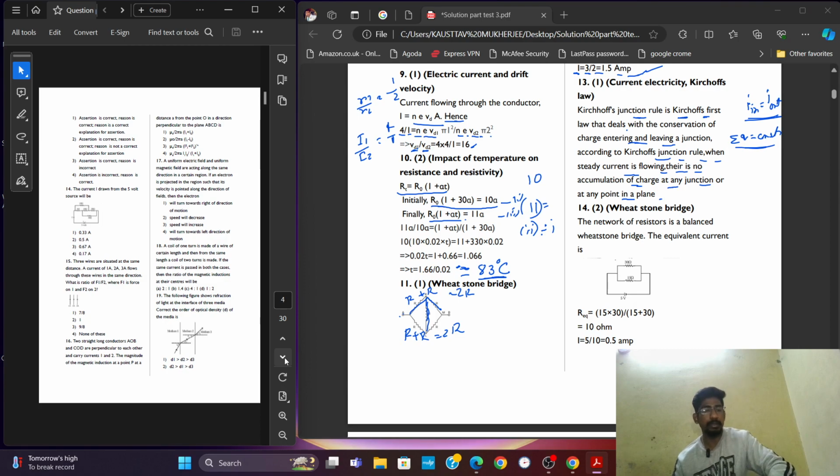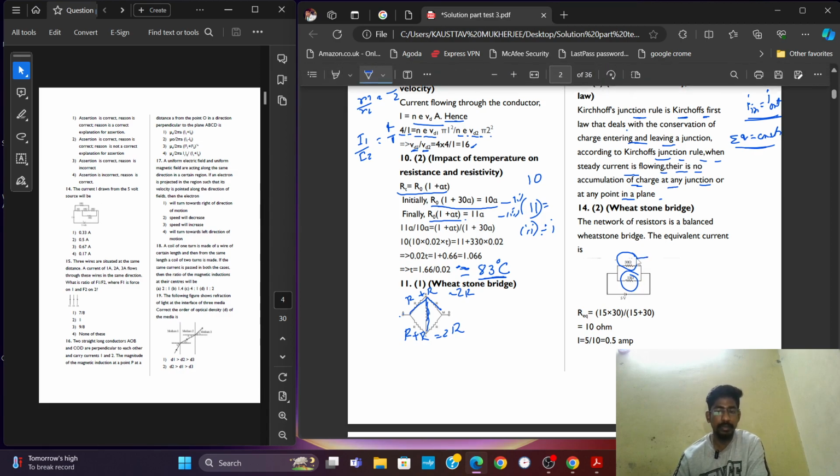Question number 14, right? It looks like a Wheatstone bridge connection. You have to calculate I. V is given. You have to calculate the equivalent resistance. These two resistances were in series connection, and now they are in parallel connection. So the equivalent Rp is calculated by the product divided by the addition. So you will get the equivalent resistance as 10 ohm.